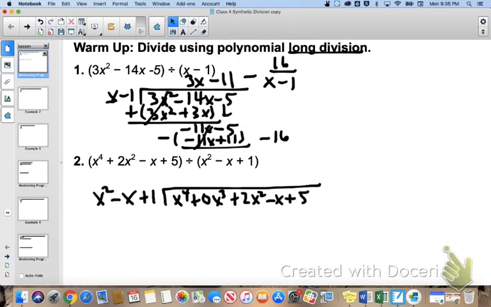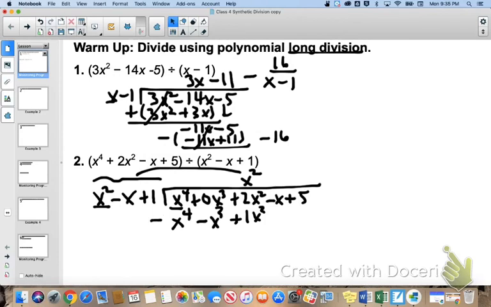So first off, x squared times what gives you x to the fourth? And that is x squared. So when we multiply by the whole thing, x squared times x squared is x to the fourth. X squared times negative x is negative x cubed. X squared times 1 is 1x squared. We subtract. X to the fourth minus x to the fourth canceled. 0x cubed minus a negative, so that's going to be plus x cubed. And then 2x squared minus x squared is plus x squared. Then we bring down the negative x.